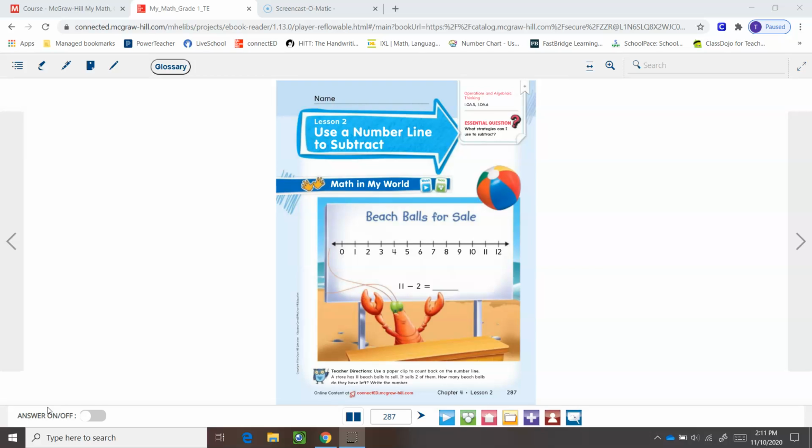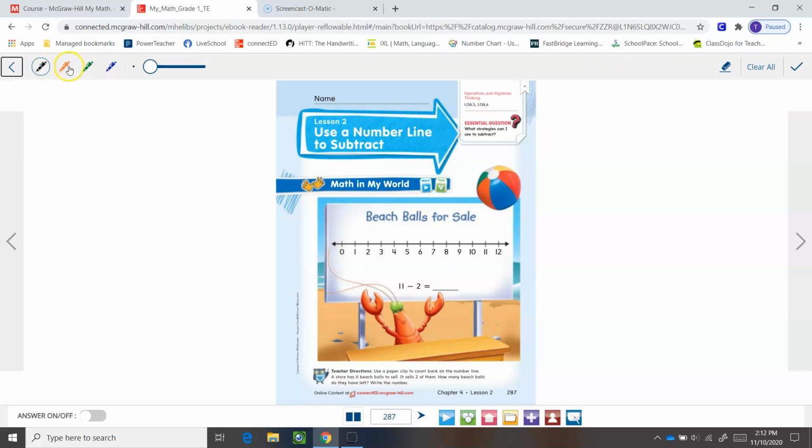Still OA6, which is still using strategies within 20 to add and subtract. So with this Chapter 4, we're working on our subtraction. Similar to Chapter 3, Lesson 2, we're going to do the subtraction using our number line to subtract. So if you open up your books to page 287, you're going to see the lobster with a beach ball. And we're going to use our number line to help us subtract.